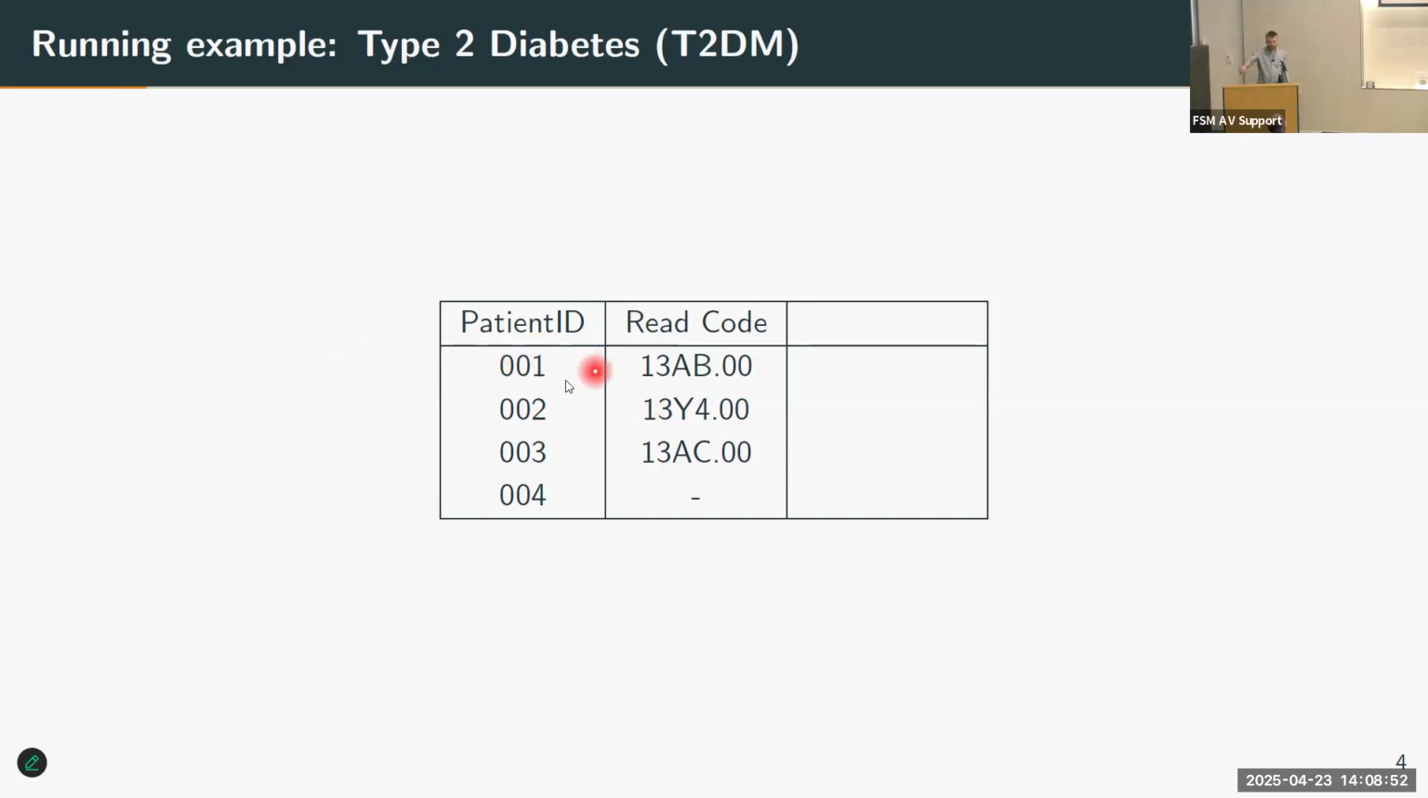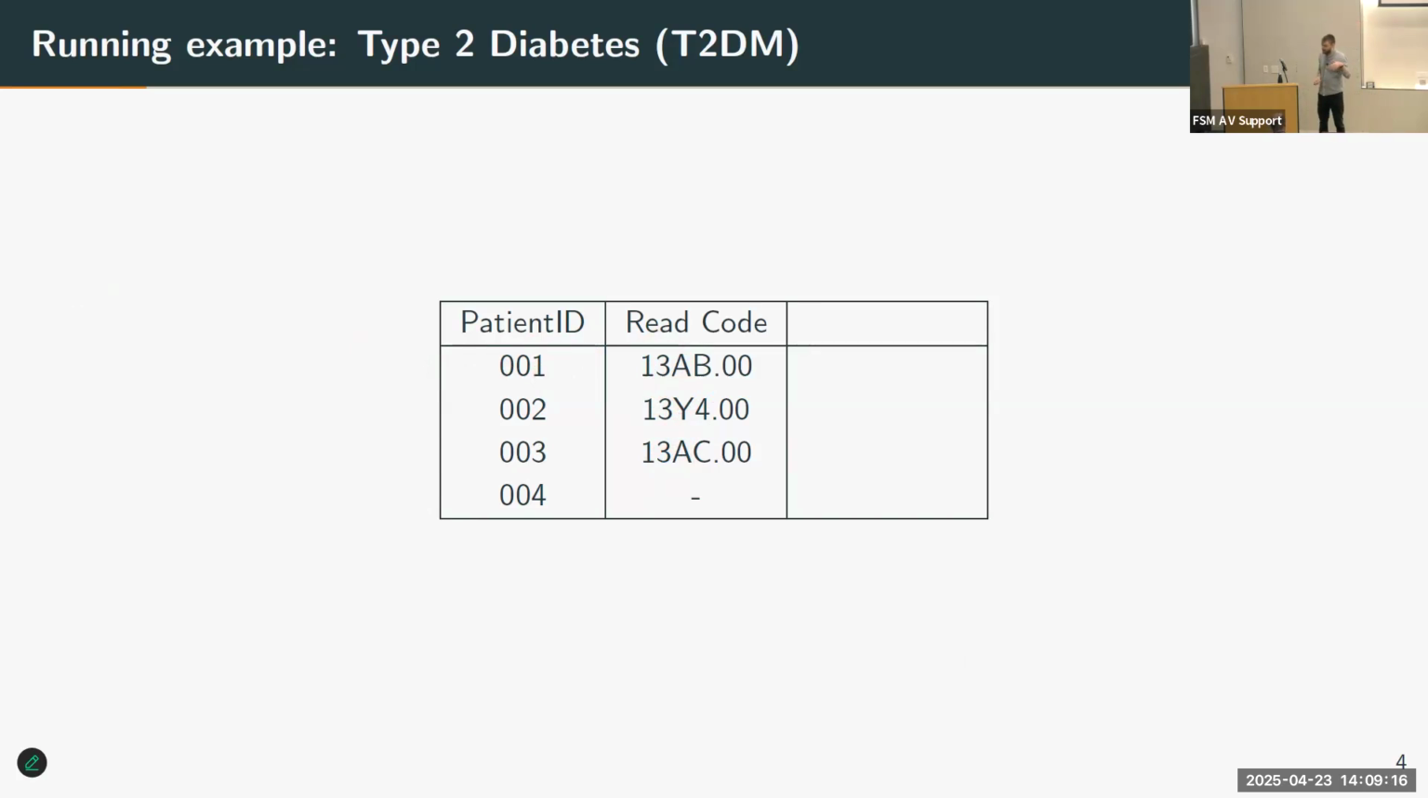Our phenotype consists of 2 codes, this 13AB.00, does that show? Yeah. And another code here, 13AC.00. And these are actually codes, these are Read codes related to diabetes, at least in a UK context, in the Read code context. And then we have another code in the middle, which is not part of our phenotype, which I believe is for asthma. Okay. So the simplest possible phenotype could consist of these 2 codes.